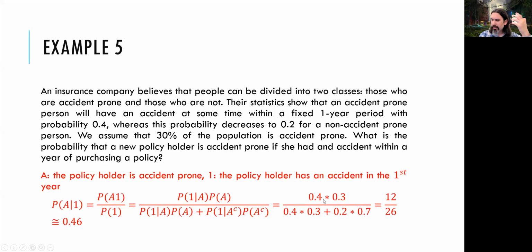So we just calculate the probabilities and find out that the probability of being an accident prone person, if you had an accident in 1 year, is 0.46. Okay, that's fine, no problems there.